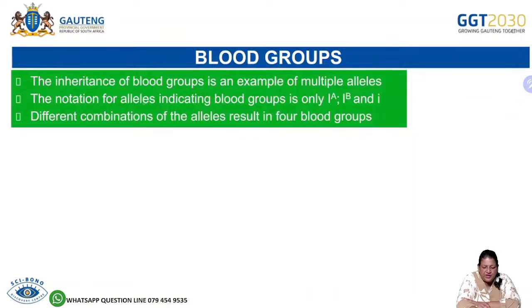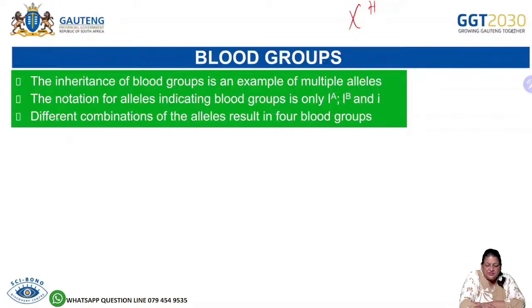The notation for alleles indicating blood groups is only I to the power A, or I to the power big B, and small letter i. So where we said sex-linked diseases was represented by X to the power something, now in blood groups, we use the letter I. Okay, because of a kind of protein found in your blood that starts with I, immunoglobulins. Don't worry too much about that name, but you use capital I or small i for blood groups. That's all you need to know.